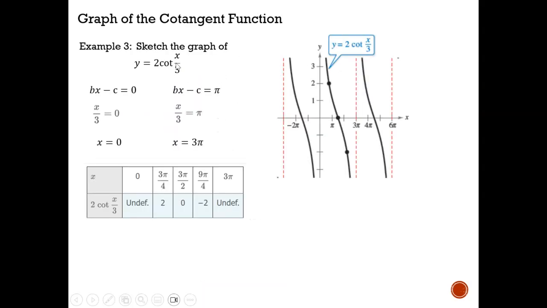It's going to give us 1. 3 pi over 4 divided by 3 will give us 1, and 1 times 2 will give us 2, right? And then we plug here 3 pi over 2, which is going to give us 0. 0 times 2 will give us 0. And that 9 pi over 4 is going to give us -1. -1 times 2 will give us -2. And at 3 pi, it's going to be undefined, right? Because here are my two vertical asymptotes, the 0 and the 3 pi.